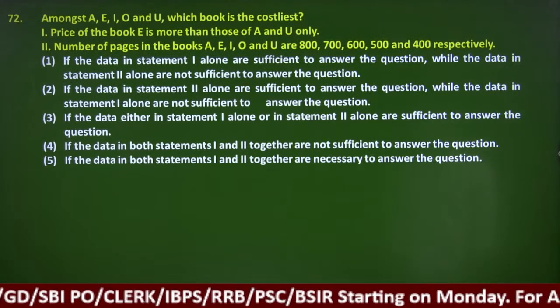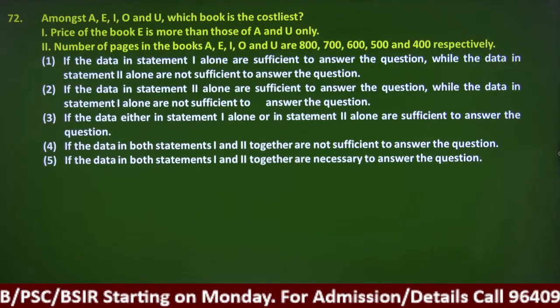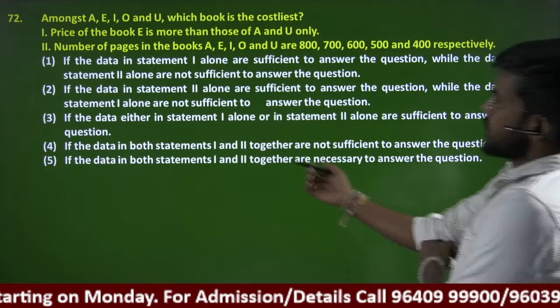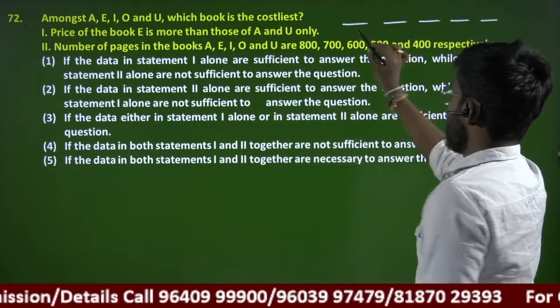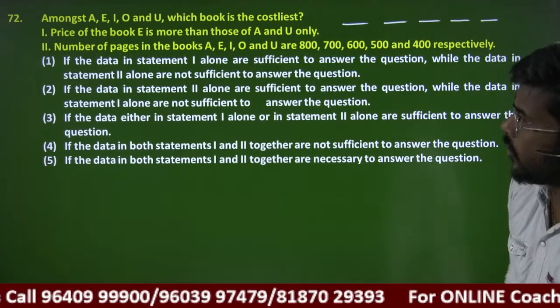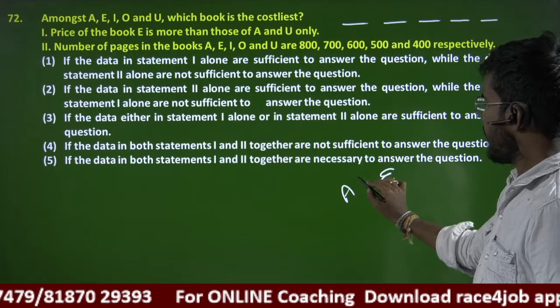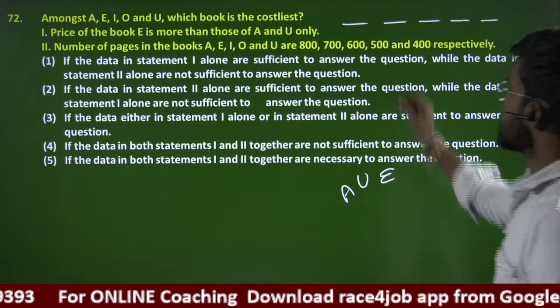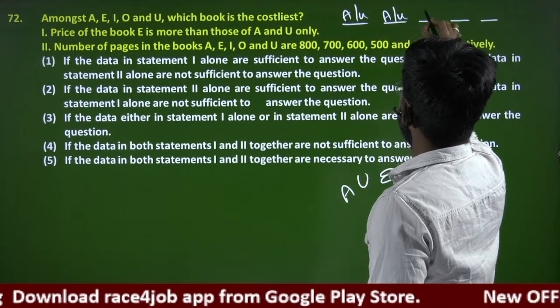Amongst A, E, I, O and U, which book is the costliest? Let's see the problem. Which book is the highest? Total 5 books, highest to lowest. Price of the book E is more than A and U only. We can't say which one is the highest between A and U.